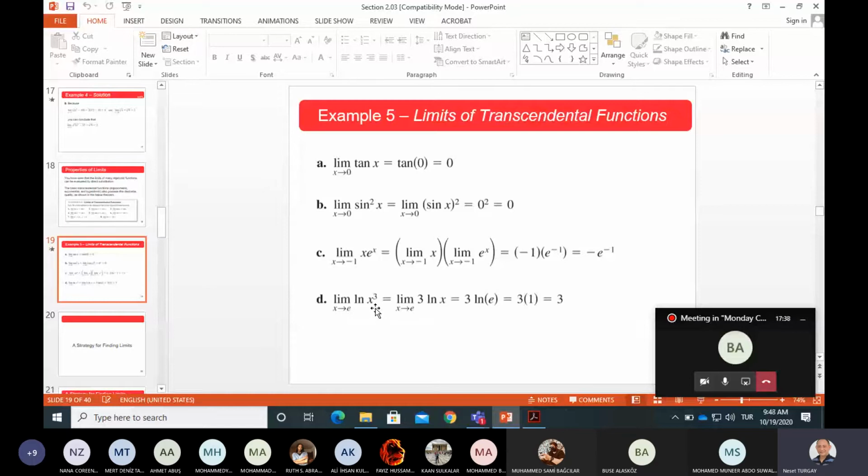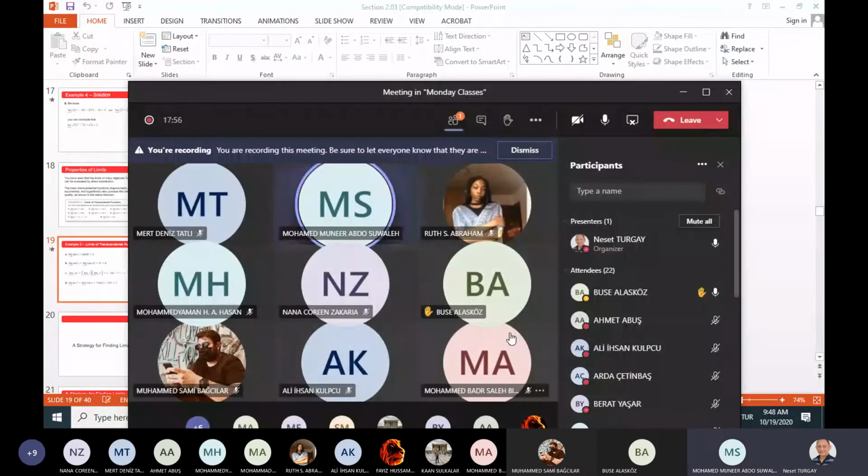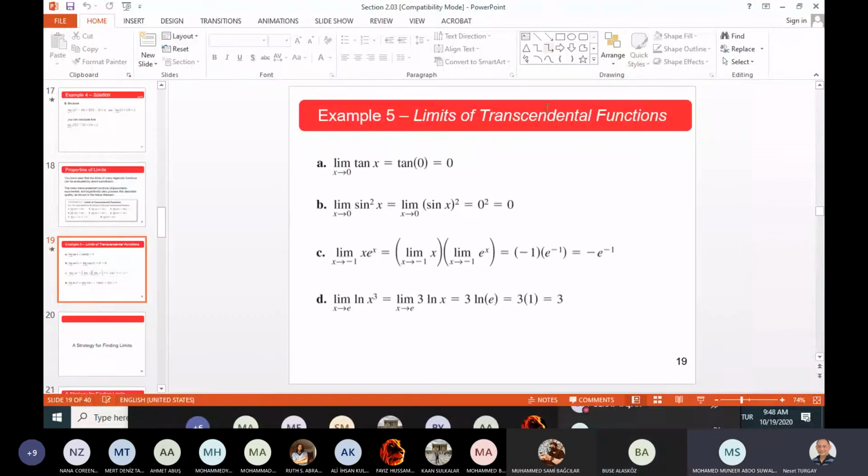But actually, when we are saying that, we need to check from the right and left, because sometimes from right and left you can have different kinds of infinities, and so on. This is a technical detail, but you have some idea. I don't know who asked this question. Who asked this question? Ruth? Ah, Buse. Okay, so Buse, you have some idea.